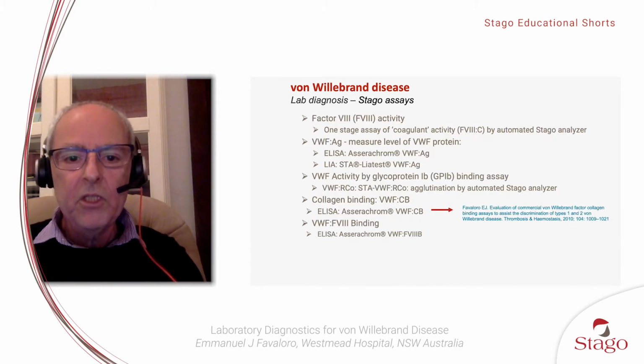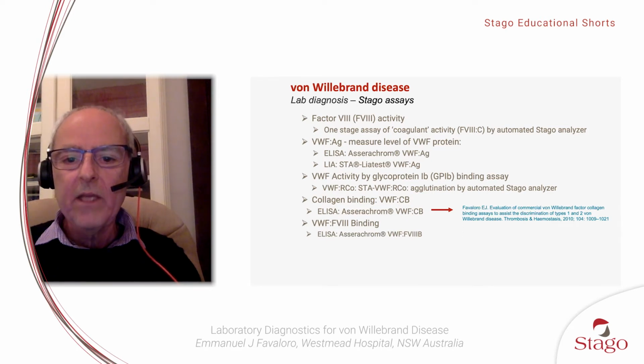This is a slide which just shows you some of the assays that are available from Stago. So Stago has a factor VIII activity assay, a one-stage activity assay of coagulant activity performed on automated Stago analyzers. It has assays for von Willebrand factor as a measure of von Willebrand factor protein, either by ELISA or by a latex immunoassay. The latex immunoassay is also obviously automated. The ELISA can be automated on an ELISA instrument.